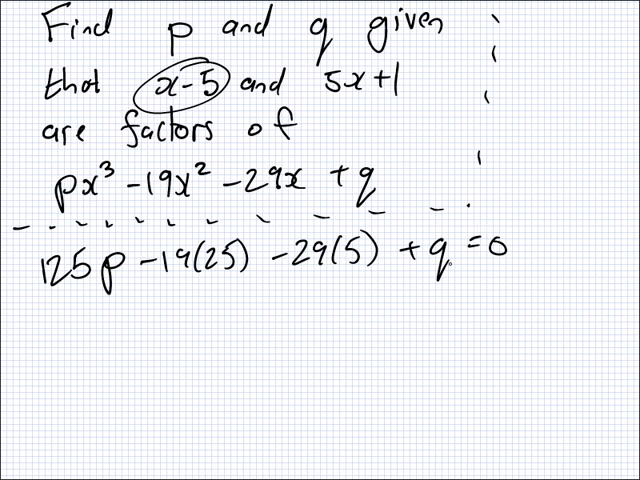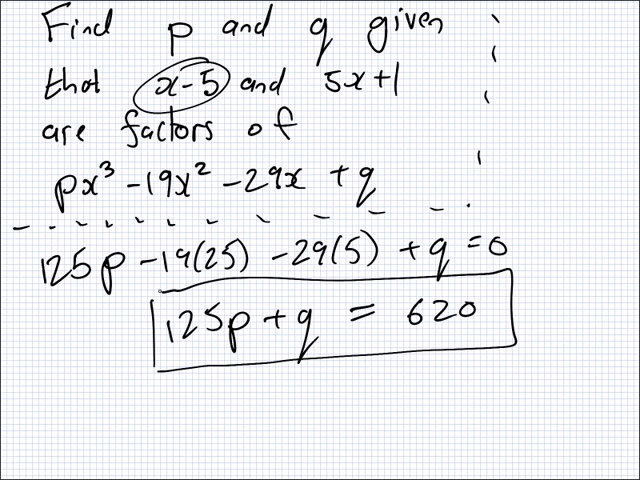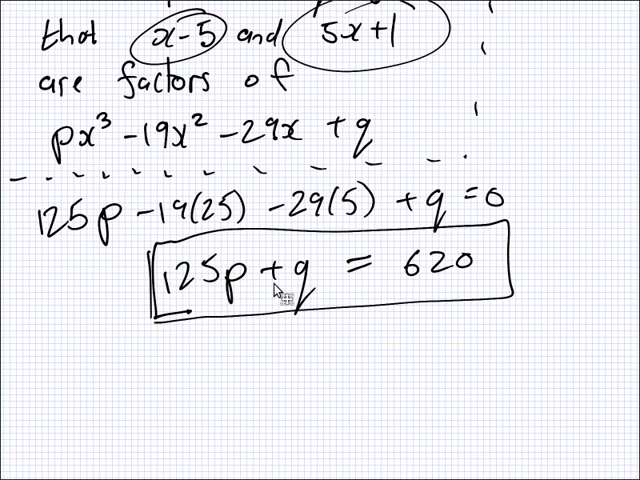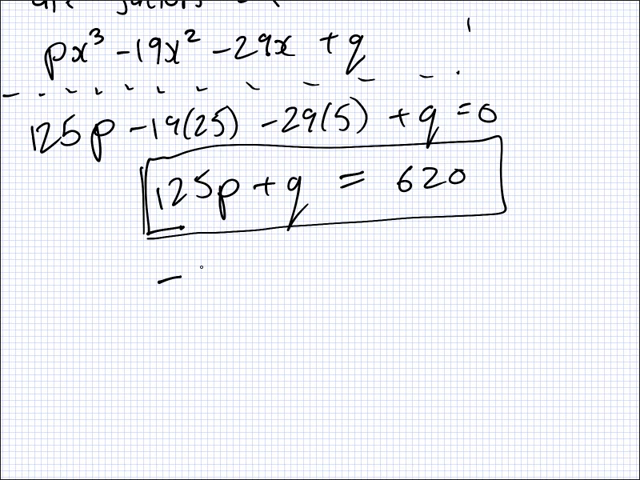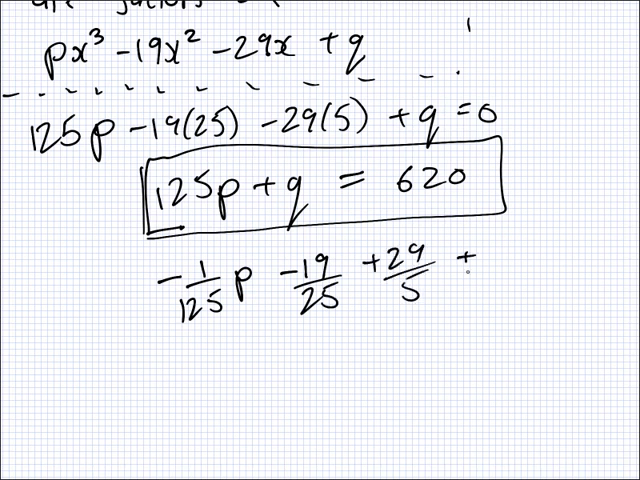Okay, so straight away I can see, before I even add anything, I can divide everything by 5. No, I can't because of the q. Okay, 125p plus q equals, so if you take these over, what do you get? 620, like this? Yes. Okay, good. That's our first equation. The second one, we need to sub in what? Minus 1 over 5, isn't it? So that will be minus 1 over 125 p, yeah? Yes. Minus 19 over 25 plus 29 over 5 plus q equals 0.